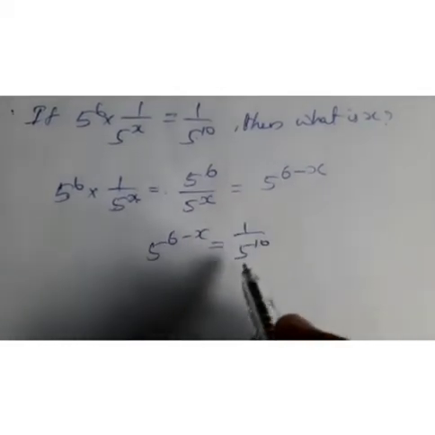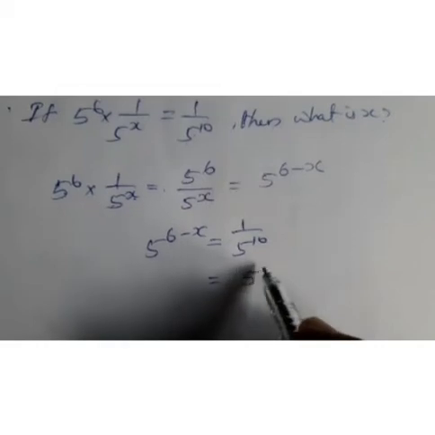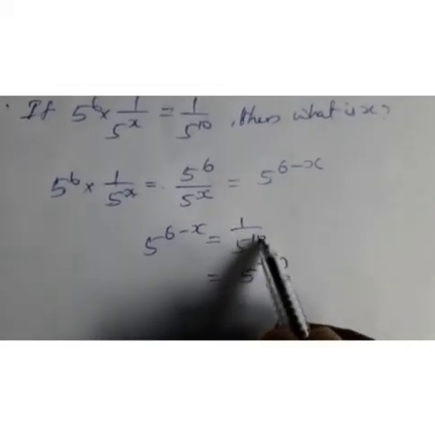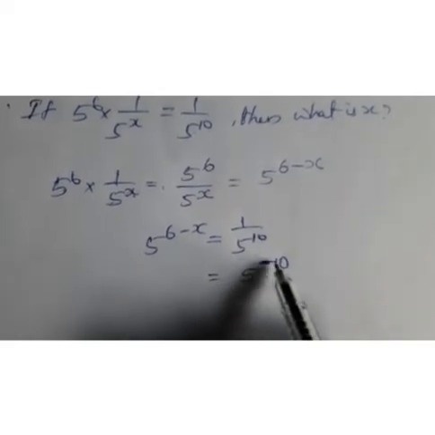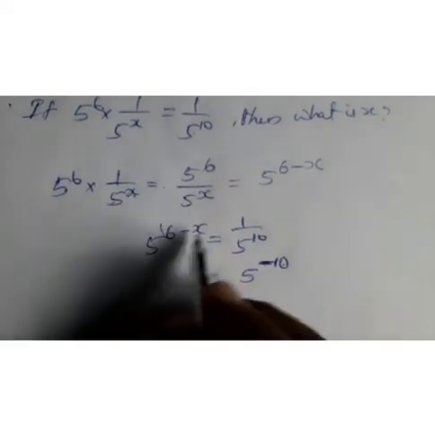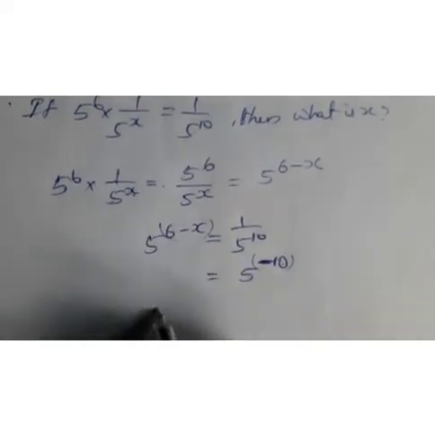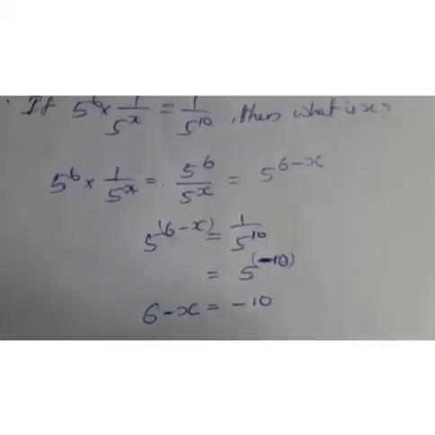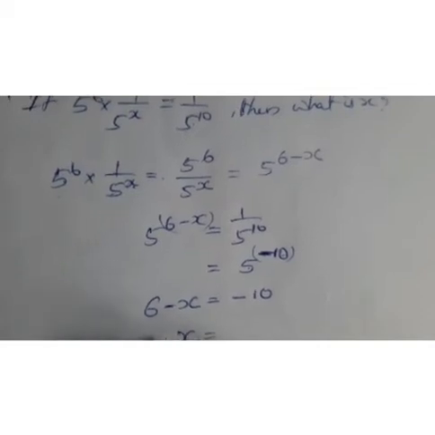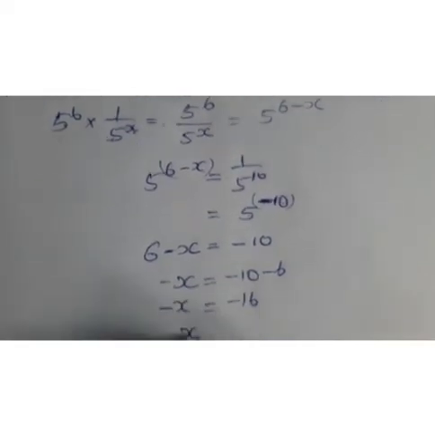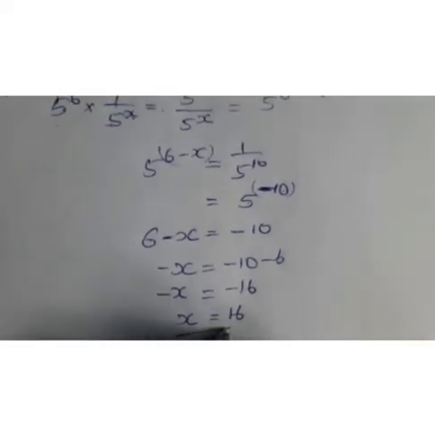This 1 by 5 raised to 10 we can write as 5 raised to minus 10. So then equate the powers. Here it is 6 minus x. Here it is minus 10. So the value of x becomes minus 10 minus 6, so minus 16, we will get minus x equal to minus 16. So what is the value of x? x equal to 16.